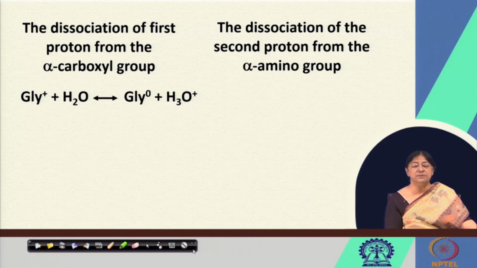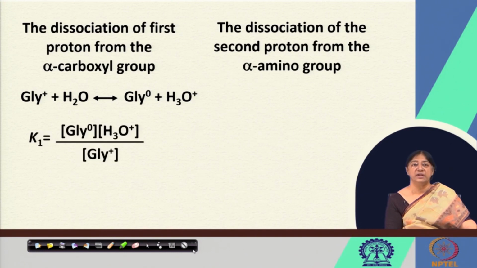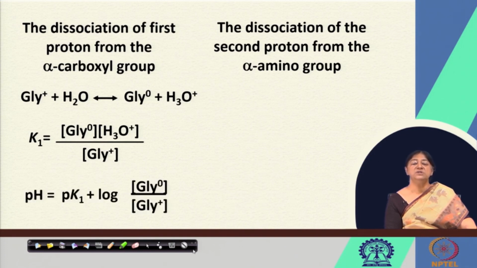If we look at the simplest amino acid, glycine, it has a plus charge. Where is this plus charge from? It is from the NH3+, because the COOH at the lower pH does not have a charge yet. As we have the loss of the first proton, the COOH loses its proton and becomes COO-, forming the zwitterionic form. So, we have a K1 value associated with the loss of this first proton from the carboxyl group, which is associated with a pK1 and a pH.